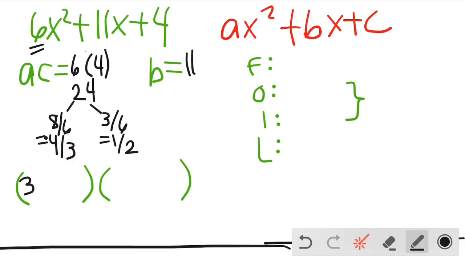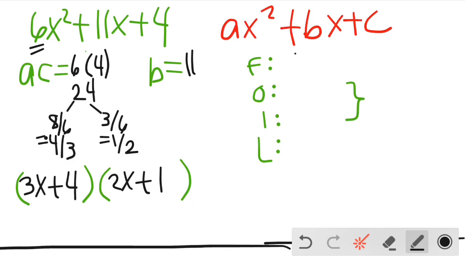So for 4/3, it will turn into 3x plus 4. Why plus 4? Because the sign of 4/3 is positive. Similarly, in 1/2, the denominator 2 will go in front of the x as a coefficient, changing this to 2x plus 1. So in order to check if you correctly factored, you can go ahead and multiply them back together.